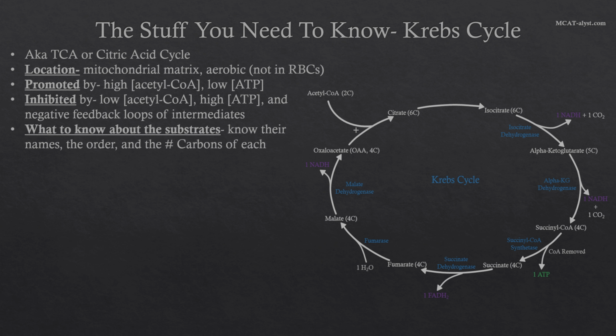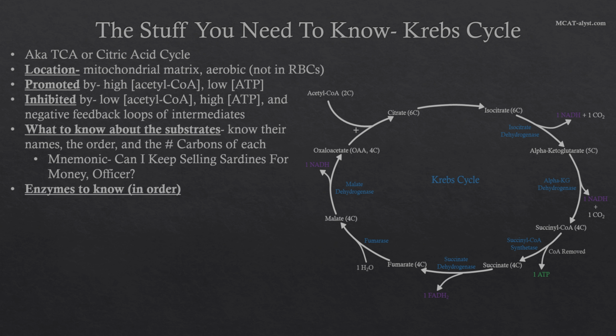So as far as what you need to know about the substrates, you need to know their names, you need to know the order of the substrates, as well as the number of carbons that each substrate has. There's a helpful mnemonic that says, "Can I keep selling sardines for money, officer?" which just lists all of these substrates in order, starting off with citrate, going around the circle.